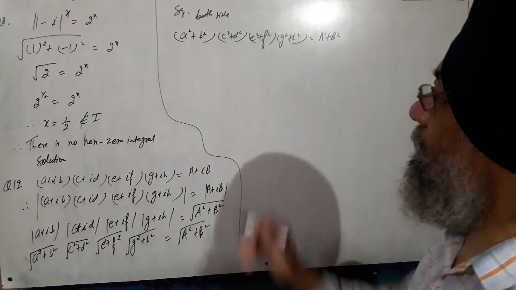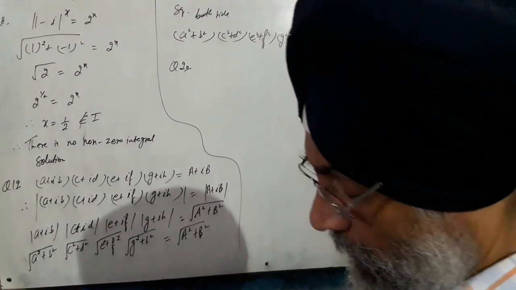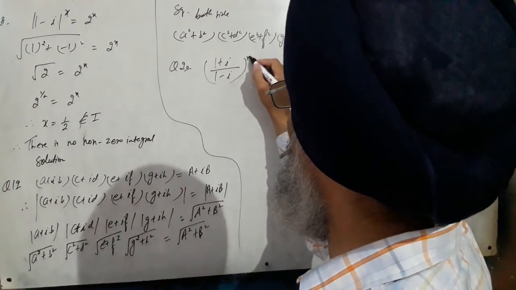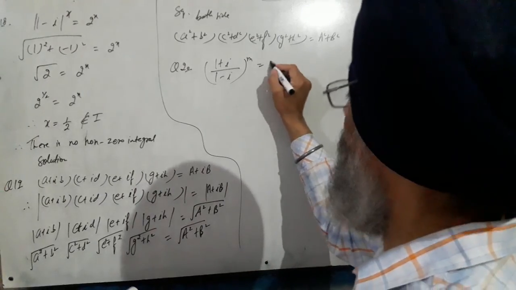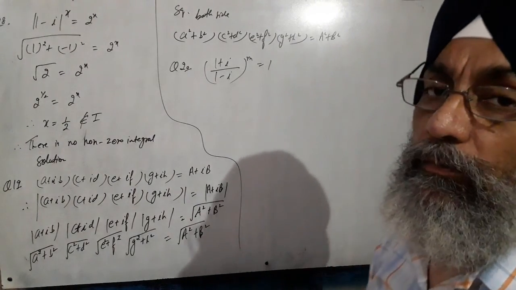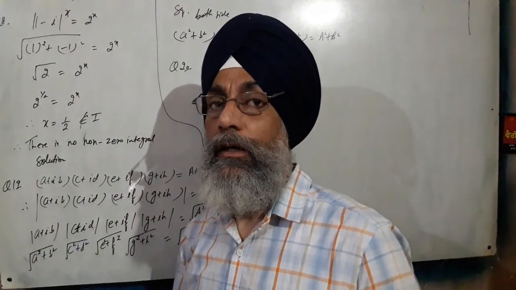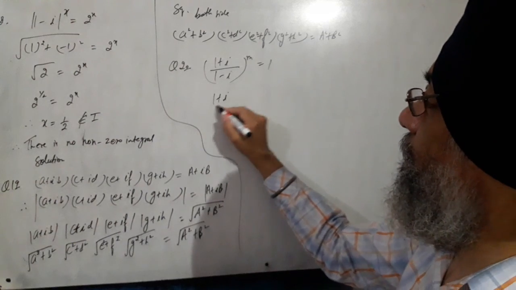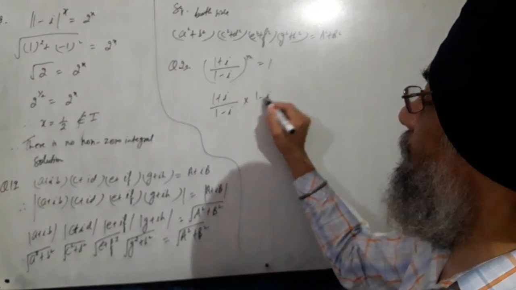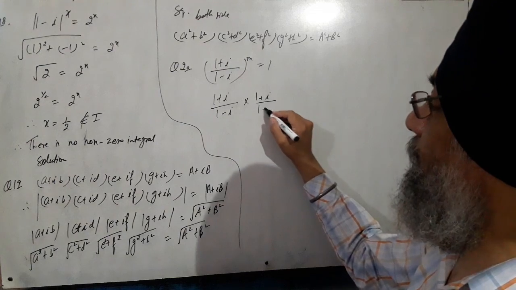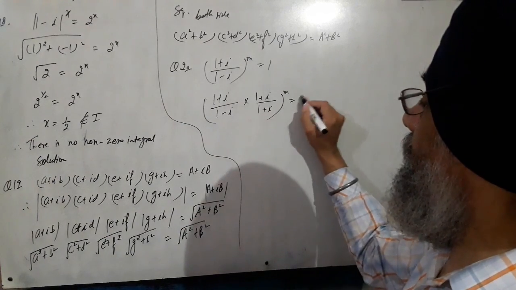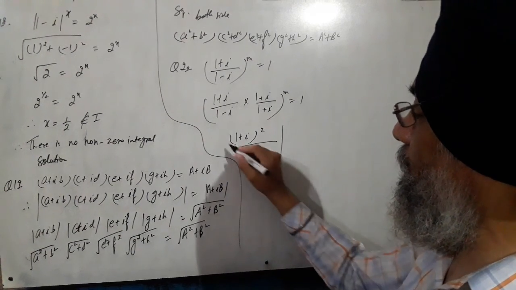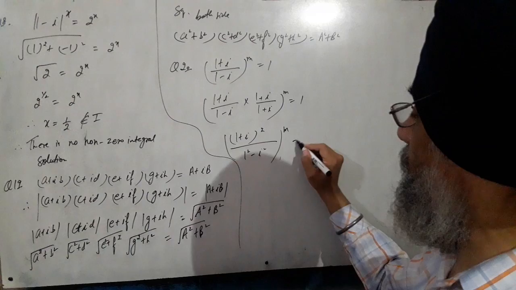This is the last question of this exercise, and a very good question. Question number 20: given that ((1 plus iota)/(1 minus iota)) to the whole power m is equal to 1. We have to find the least integral value of m. Again, the least integral value of m, the smallest value of m which should be in integer form. So first of all, multiplying and dividing by the conjugate of the denominator, that is 1 plus iota, we get (1 plus iota) whole squared over (1 squared minus iota squared), to the whole power m is equal to 1.